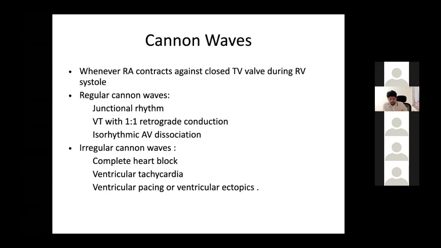So if it is regular, you should divide it into bradycardia and tachycardia. If it is irregular, you divide it into bradycardia and tachycardia. A regular Cannon wave with bradycardia is due to a junctional rhythm, and a regular Cannon wave with tachycardia is due to ventricular tachycardia without AV dissociation, that is, with AV association.